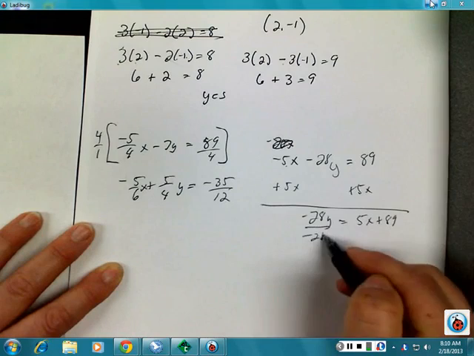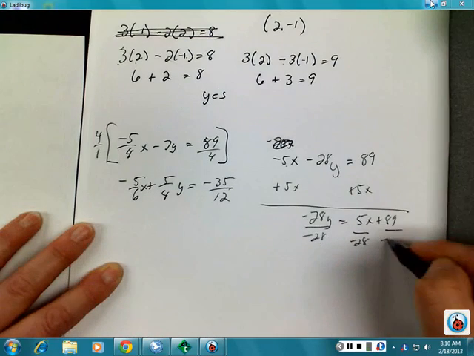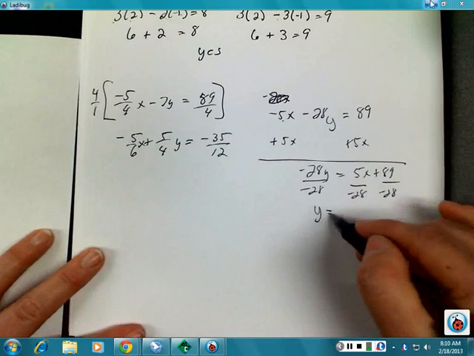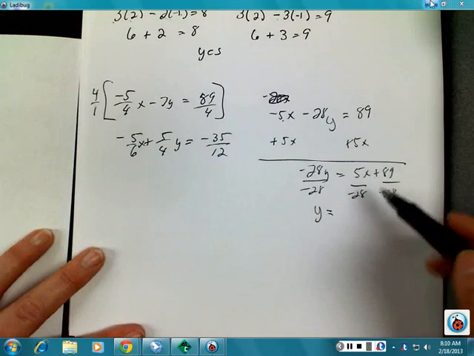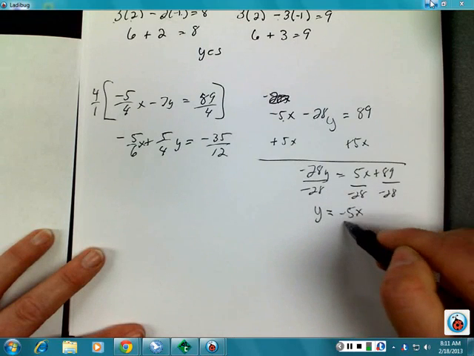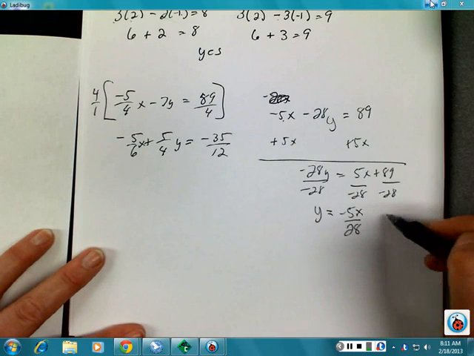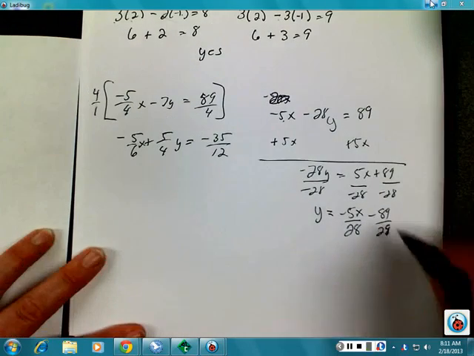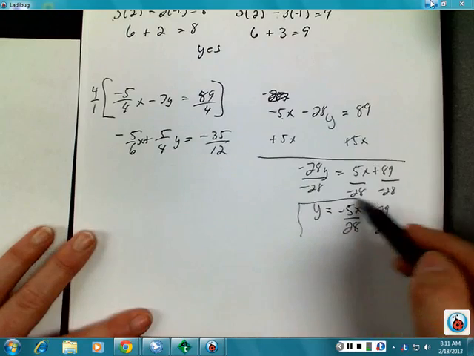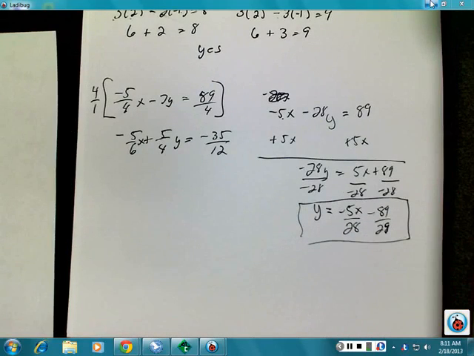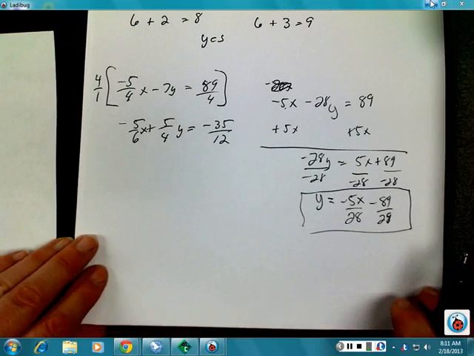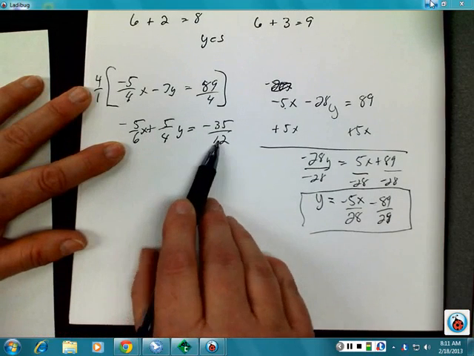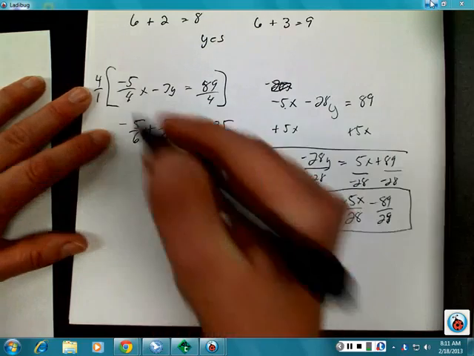Divide by negative 28. And what am I left with? Well, I'm left with y is equal to a negative 5x over 28 minus 89 over 28. And we'll go back and put that in a second. We're going to get both of them done here, and then we can plug it in and see what happens with it. So then if I work on this one, 6, 4, and 12, what should I use? 12, yeah.